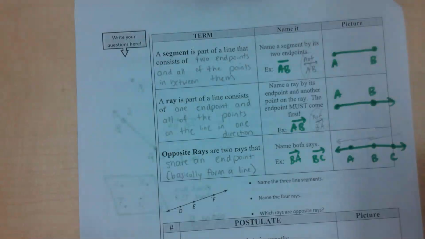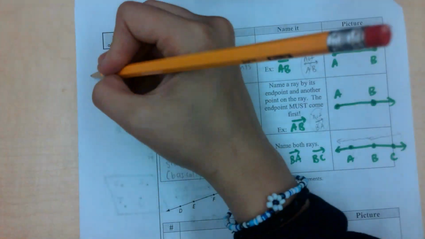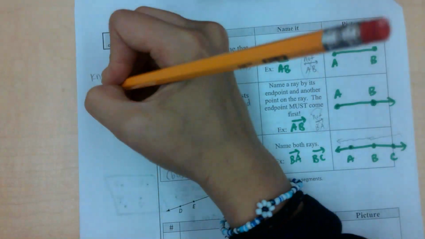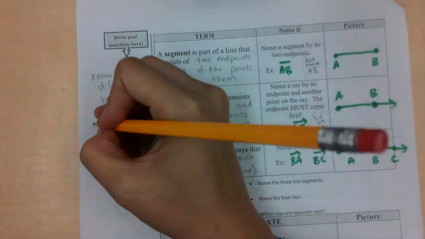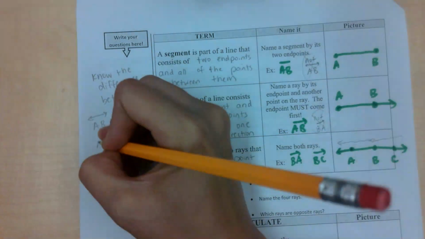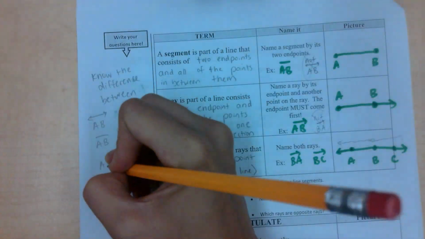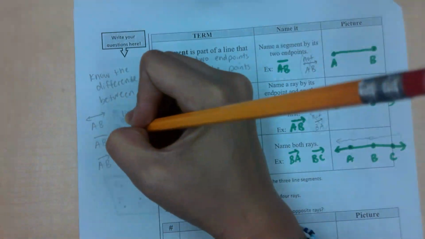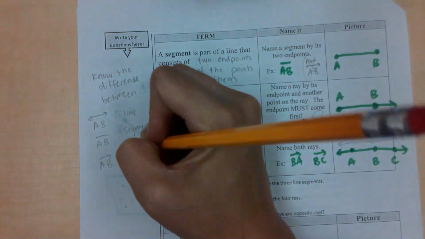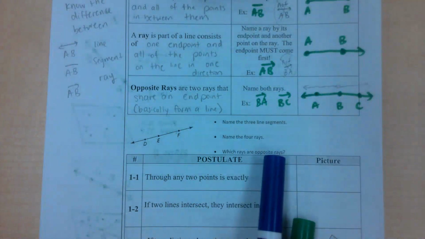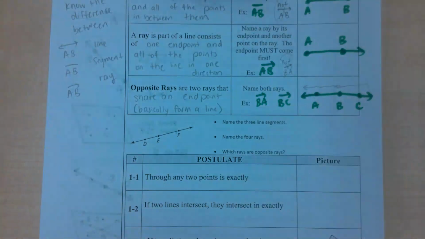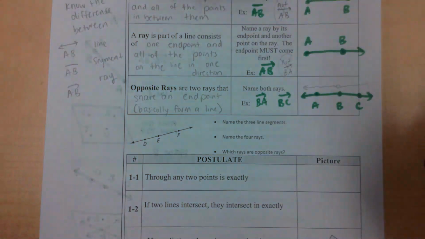So you want to be able to differentiate between these. Know the difference between a line, a segment, and a ray. Okay, let's look at this line right here. Name 3 line segments, name the 4 rays, and then which rays are opposite rays. So you can pause the video and try this out for yourself and then double check.